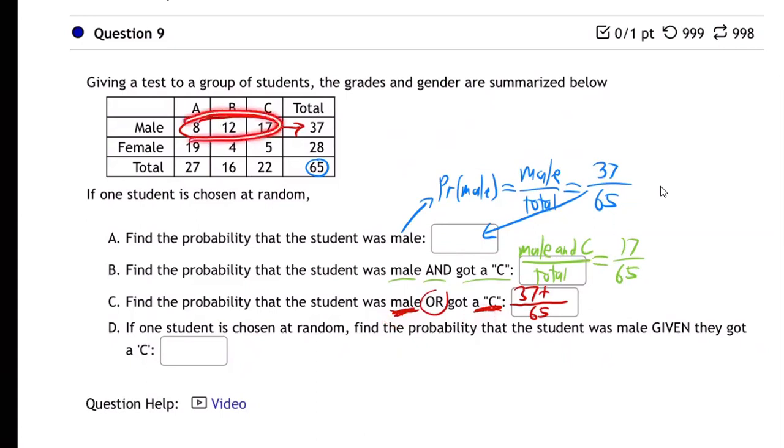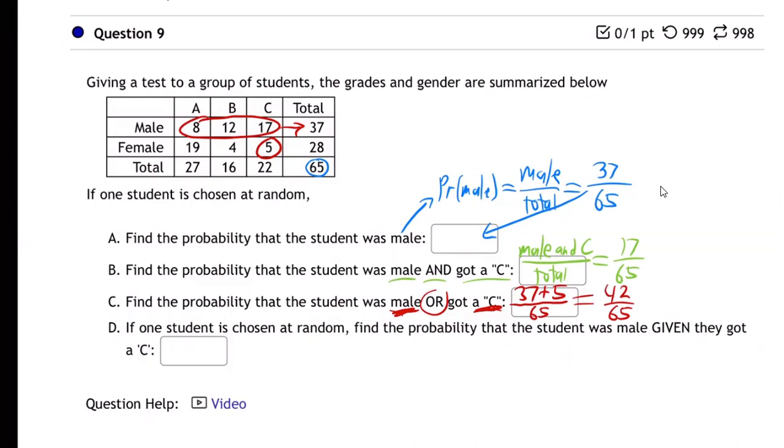So these are all the males, 37 total males. And not only them, but also these 5 females who got a C. You see how I came up with that? Because I want to include everybody who is male or got a C. So I've got all the males, which is 37, and then I've got the females who got C's because they would fit the bill also, right? They're either male or got a C. They got a C. And so we need to add all those up. So that's going to be 42 over 65. So just type that in and you're good.